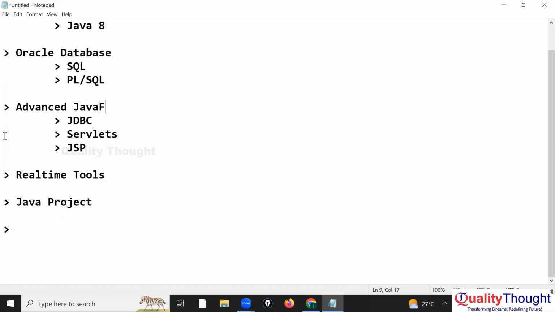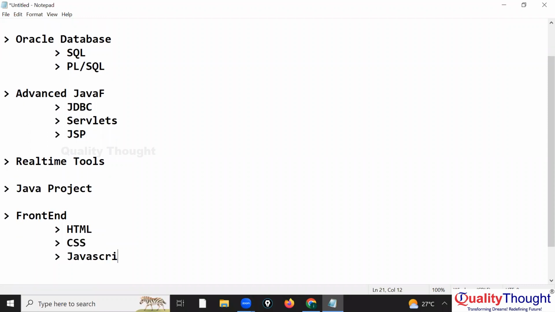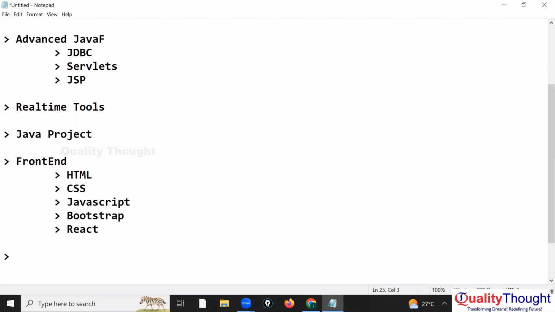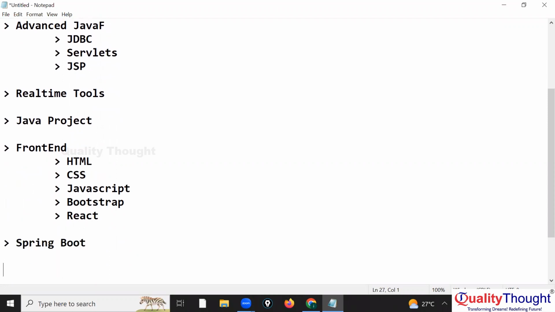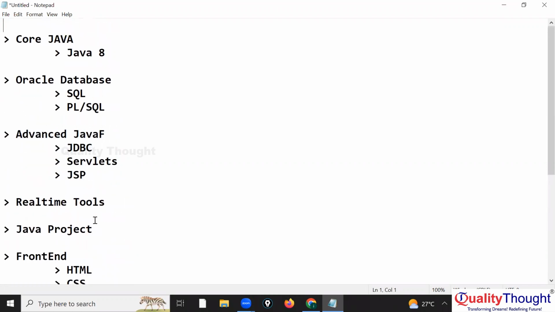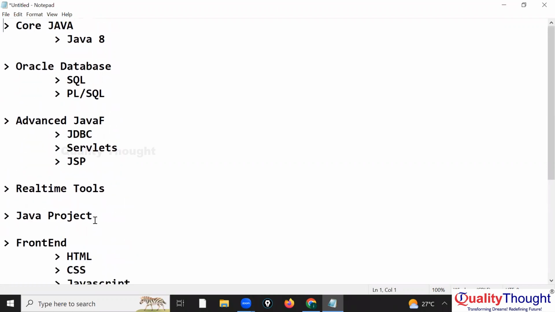front end also, guys. Front end means what I told: HTML, CSS, JavaScript, Bootstrap, and React. These are the things I will teach. Then after that, I will explain Spring Boot and microservices. So like this, I will cover the topics in your course, guys. This is the hierarchy you need to understand for how we are going to learn our course.